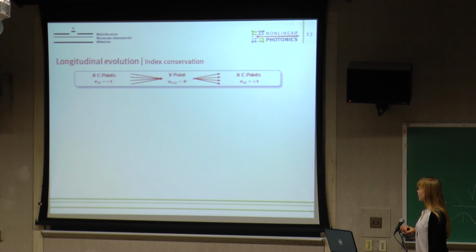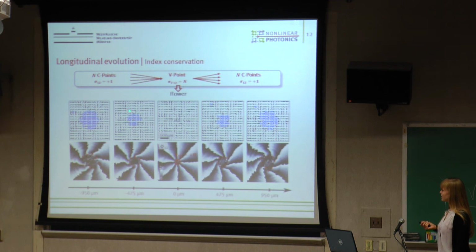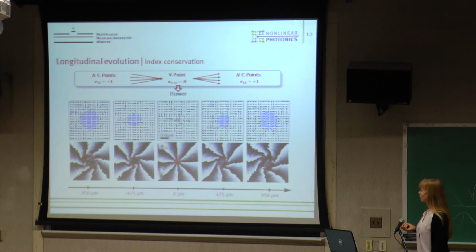More generally, we always have n C points, then one V point with an index of n, and then again n C points. So in the case of a flower, with a higher index, we can see that the area of elliptical states of polarization is greater in comparison to the spider, due to the higher index we have in this case. And again, we can see a splitting up into 8 C points because we have an index of 8 for our V point.